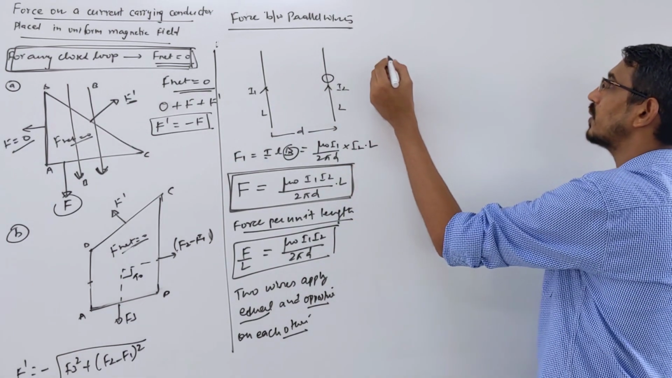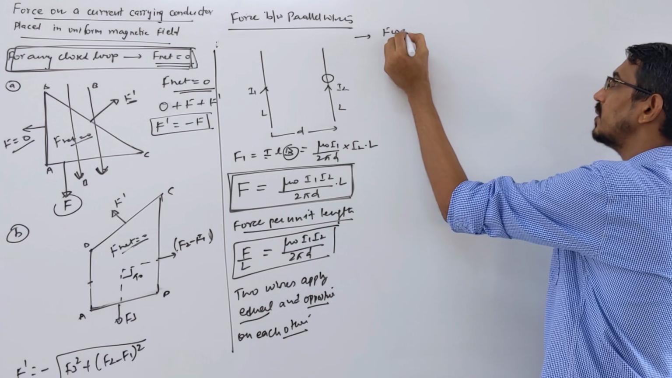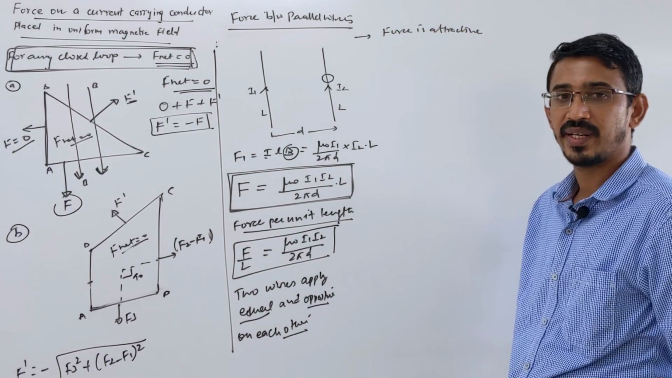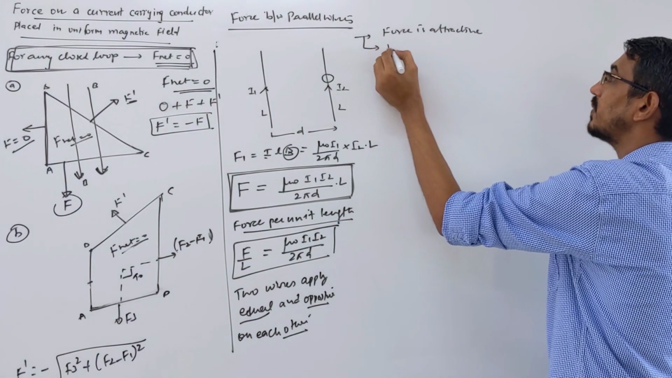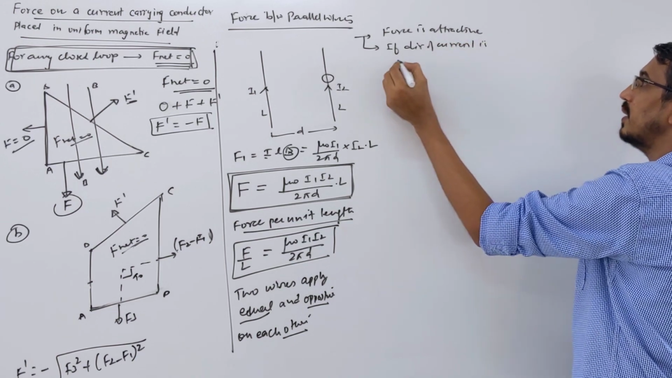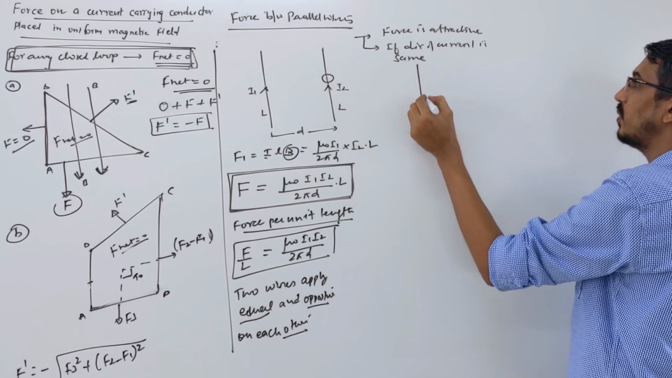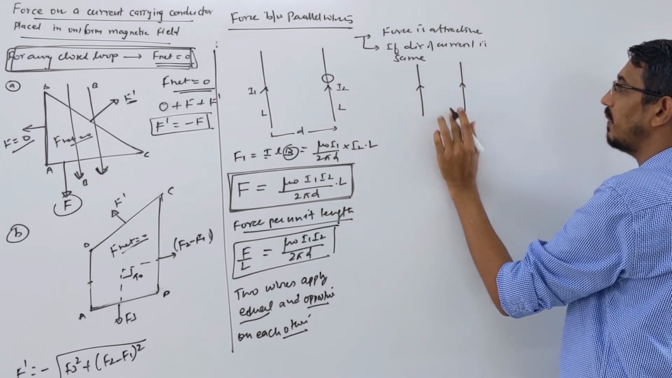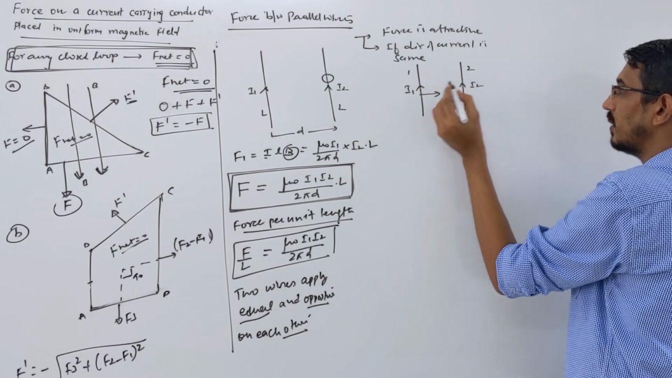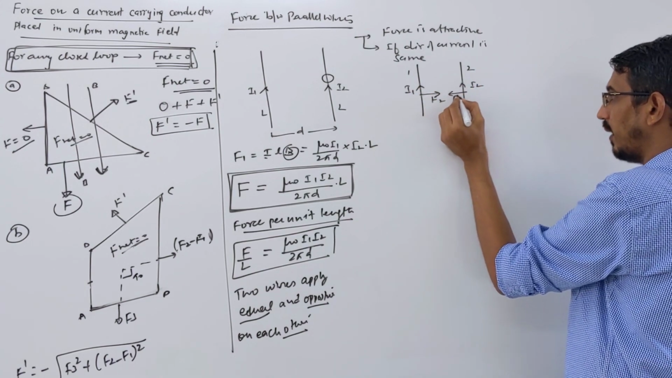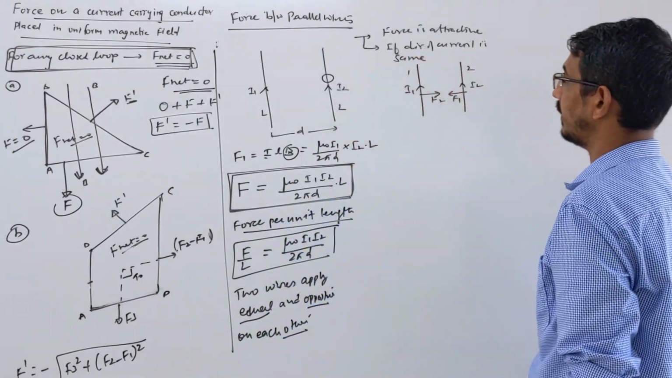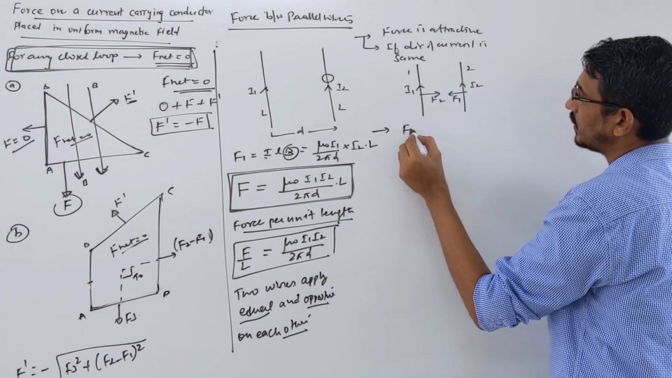So listen carefully. Force is attractive. Two wires will attract each other if the direction of current is the same. If the direction of current is the same, like two wires with current in the same direction, then they will attract each other. This is wire 1, this is wire 2, I1 and I2. This applies force F2 on this wire, and this applies F1 on that one. So they attract each other if the direction of current is exactly the same.